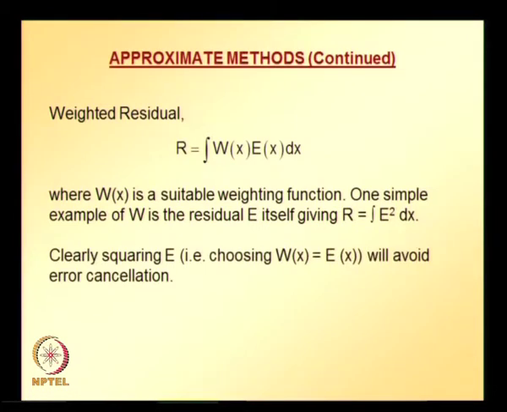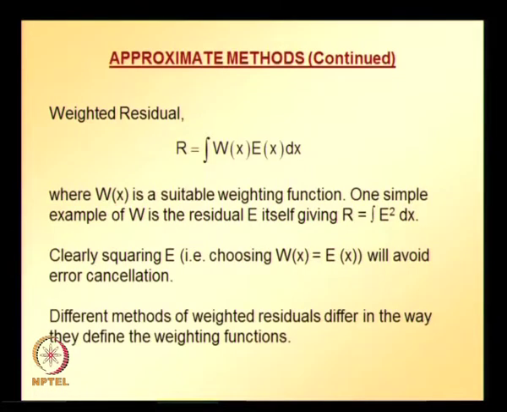So, as mentioned, clearly squaring E, that is choosing the weight function equal to the residual itself, will avoid error cancellation, and depending on the weight function that we choose, different methods of weighted residuals are there. So, the only difference between different methods of weighted residual is the way in which the weight function is defined.